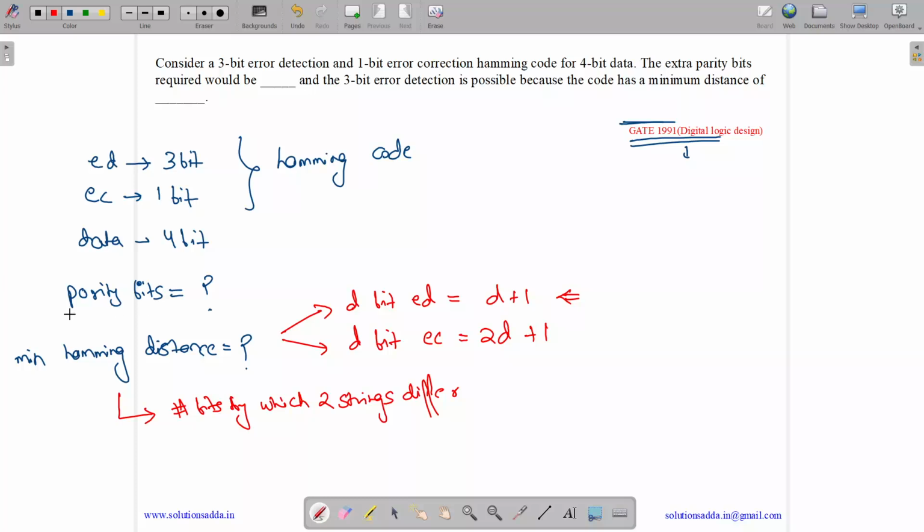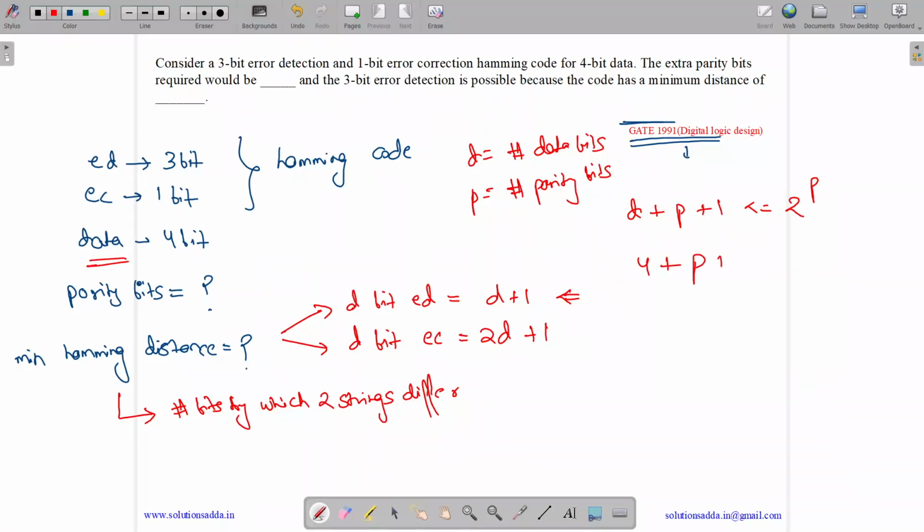Now let us answer this question. It is asking for the number of parity bits required. We have a formula for this. The formula is D plus P plus 1 should be less than or equal to 2 to the power P, where D is the number of data bits and P is the number of parity bits. We have 4 data bits. The number of parity bits we do not know.